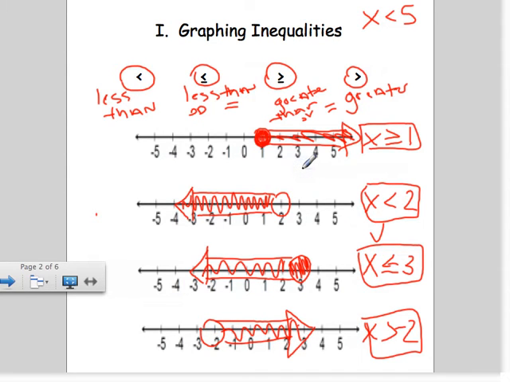Okay, so now we're clear on what you would actually graph and what values x could be, because x can be any of these numbers, any of these numbers, any of these numbers. So that when we actually solve inequalities, you will know what the answers can be.